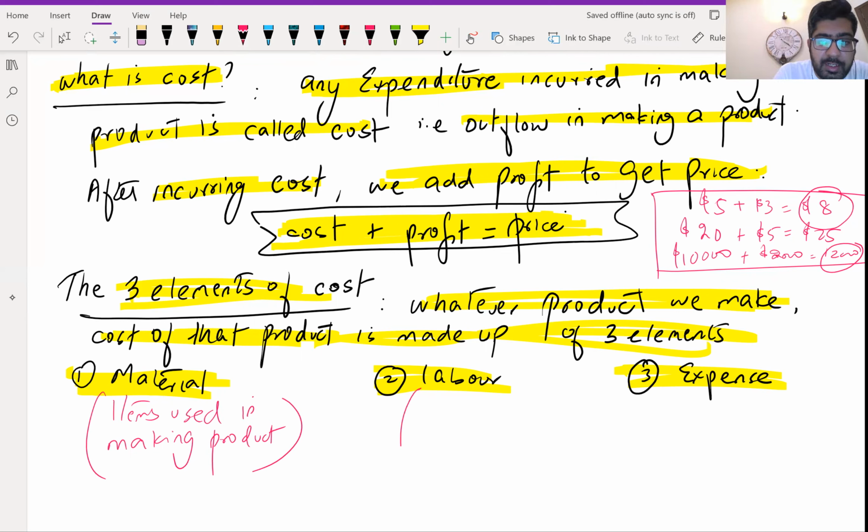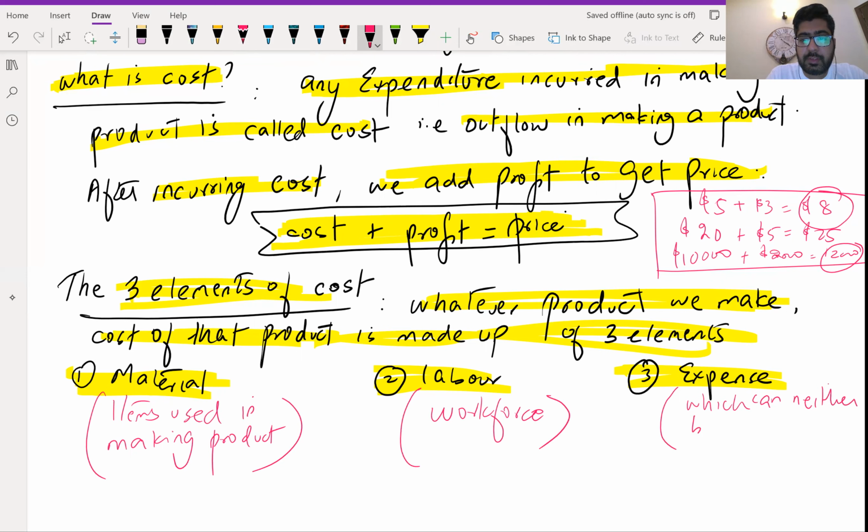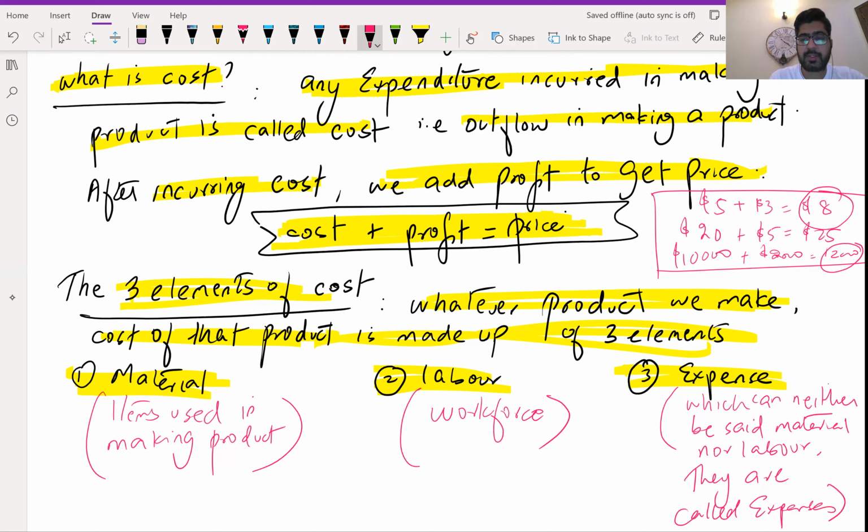Okay. Labor commonly refers to workforce. Okay. And there are some expenditures in making a product which can neither be said material nor labor. They are called expenses. Let me explain it to you.